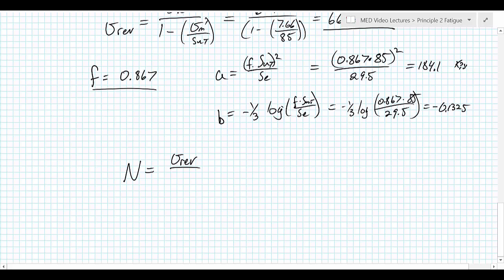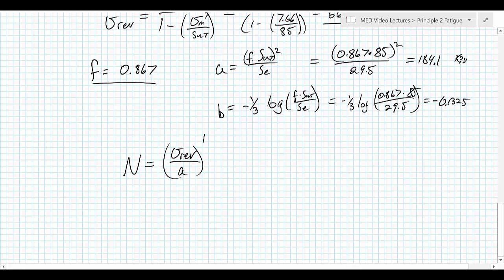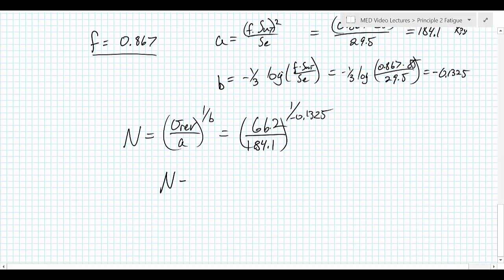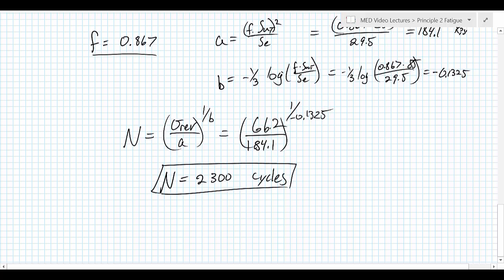Finally, the last step, we can calculate the number of cycles from the fully reversed stress. This is the line fit for the S-N curve: n equals the stress over a, to the power 1 over b. For our situation, plugging in all the values, we have 66.2 divided by a, which is 184.1 kpsi, kpsi over kpsi here, so we should have unitless again, to the power 1 over negative 0.1325. So finally, we can calculate the number of cycles we'd expect to see as a fairly low 2,300 cycles, which is what we would expect considering the stress is fairly high. Now you can go back to 6-17 and compare that to the values that you found before.